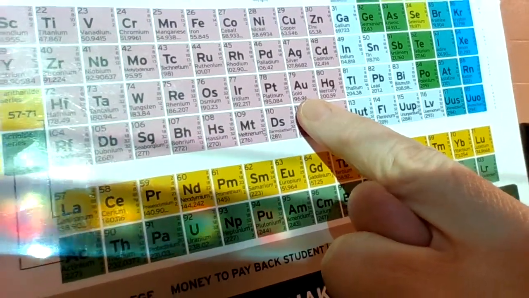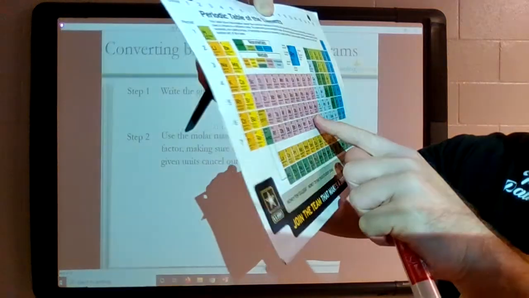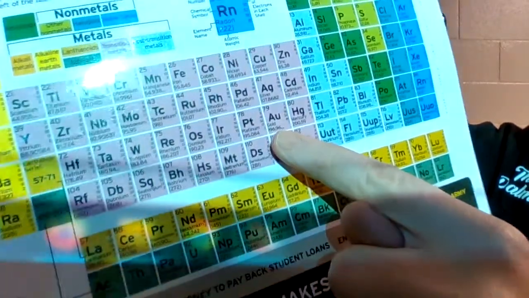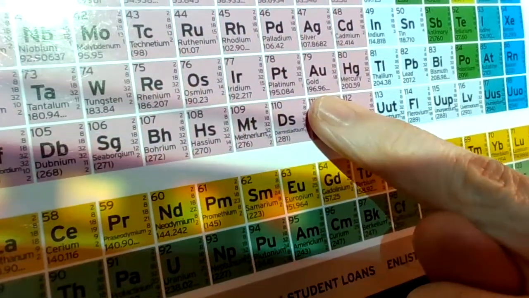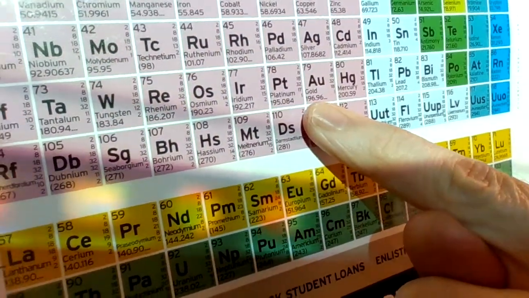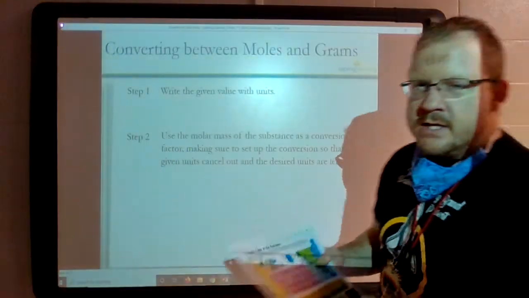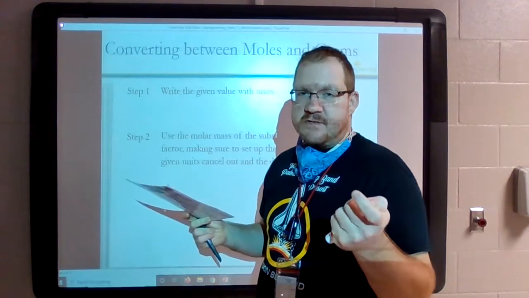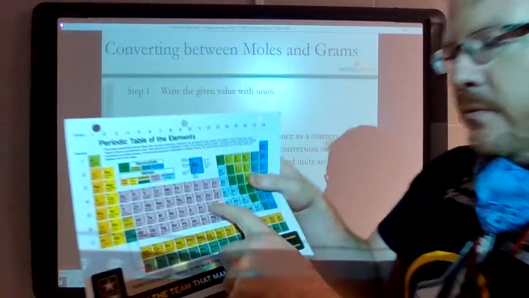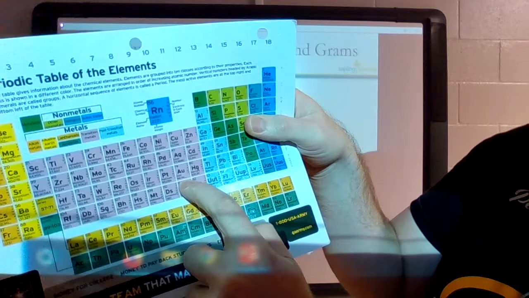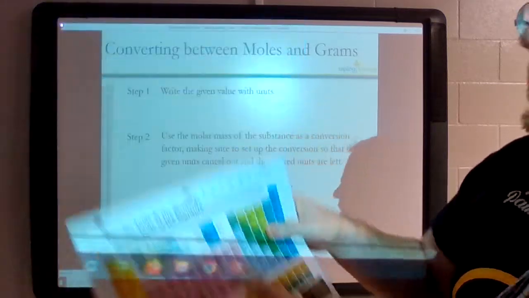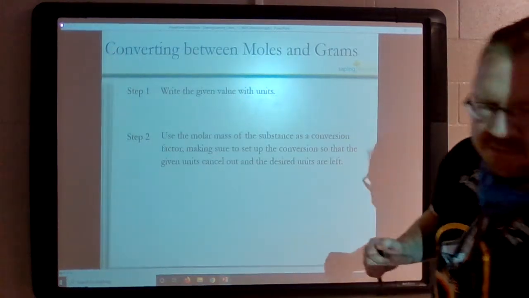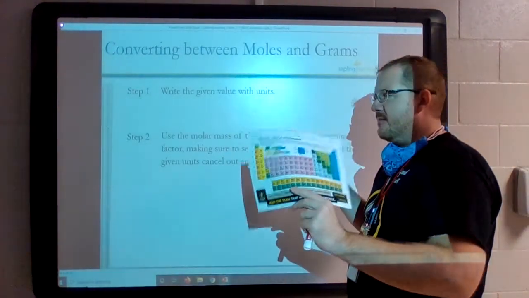So for gold, which is Au, the number there is going to be 196.96. And so that is my molar mass. That is my atomic mass. If I have 1 mole of gold, or 6.022 times 10 to the 23rd atoms of gold, how much does that weigh? It weighs 196.96 grams for every 1 mole that I weigh. And so we're going to use these numbers on the periodic table to convert back and forth into and out of moles.